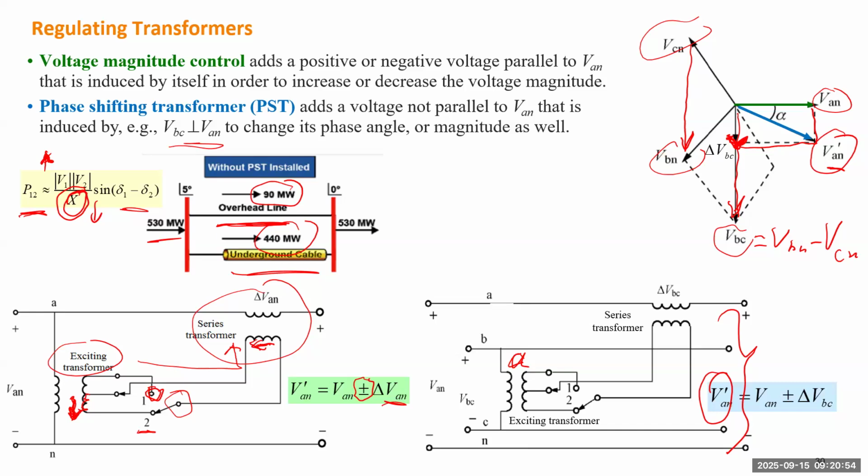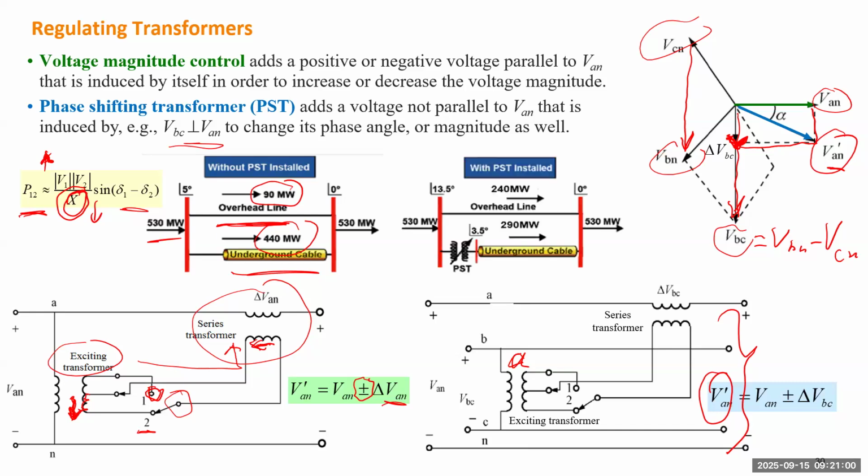So for this case, that's a perfect application of a phase shifting transformer as part of the regulating transformers. What we need is to add a phase shifting transformer at one substation, connected in series with the underground cable. That phase shifting transformer only needs to change the angle by creating a 3.5 degree phase shift.